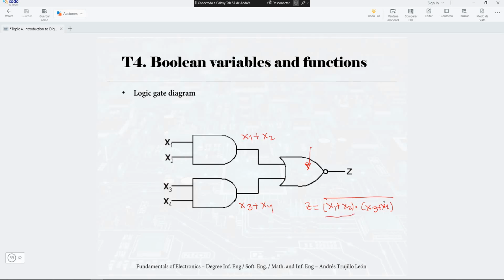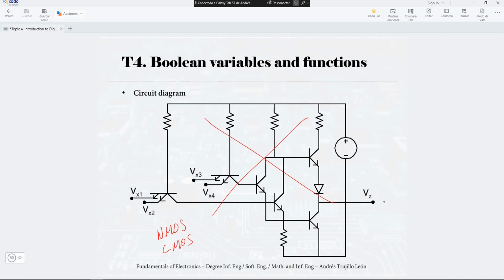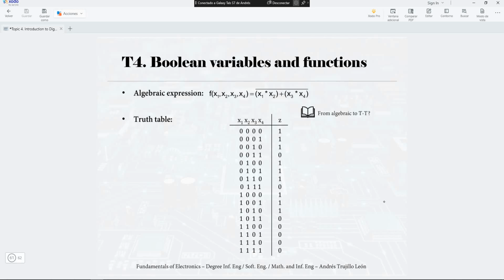And I know that you know how to implement this. Placing the transistors in parallel, the parallel of the transistors is multiplied in series. We can make this example if you are interested, but I think that you already know how to do it. The algebraic expression we have obtained before, and we also have the truth table.